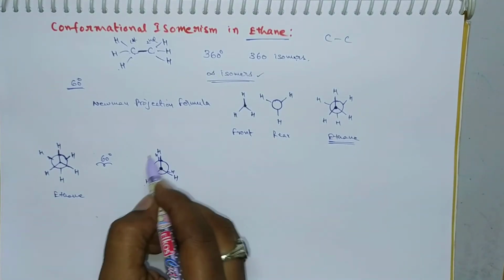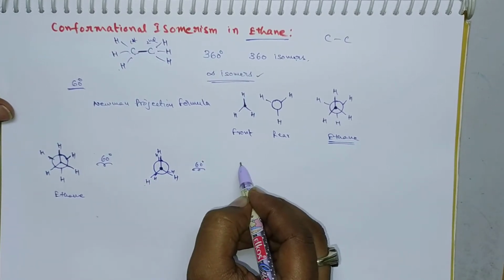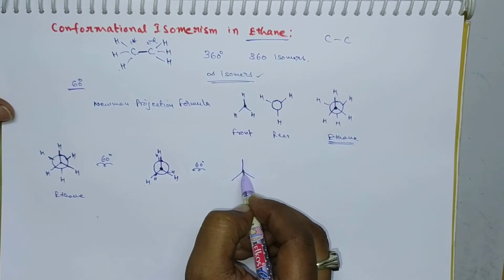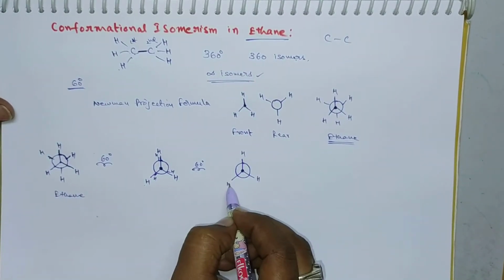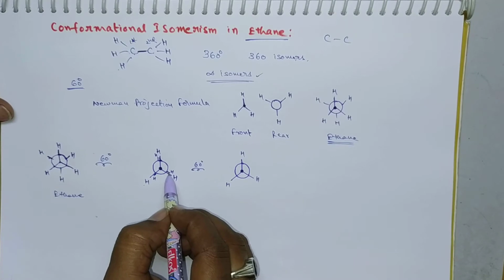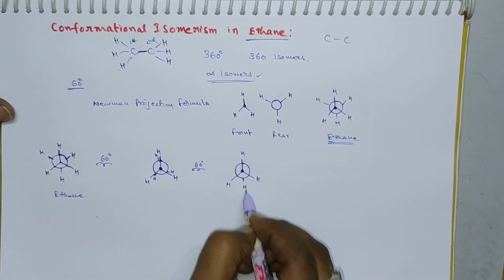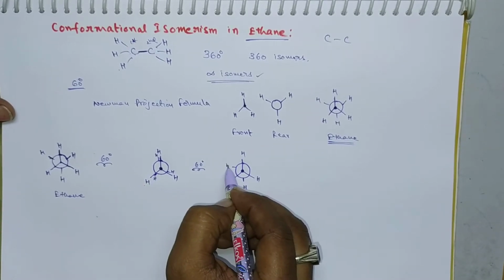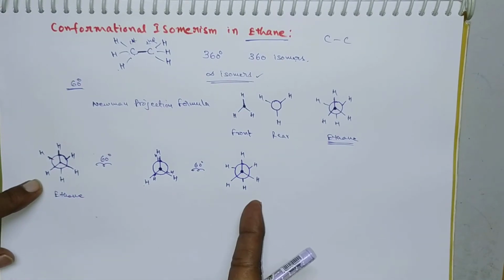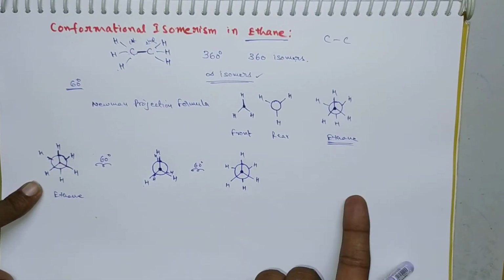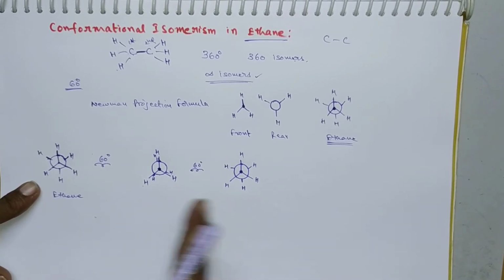So this is one structure, and again by rotating 60 degrees we get another structure. The front carbon is fixed and we have to rotate the rear carbon. The front carbon hydrogens are fixed and we have to rotate the rear carbon, that is the circle. By rotating the circle, this hydrogen comes to here, this hydrogen here and this hydrogen here. So again we get this type of structure. Clear? Again by rotating another 60 degrees we get this structure. Again by rotating this structure, alternately we get these structures.